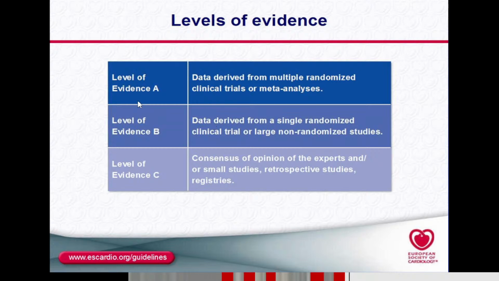And levels of evidence. Level of evidence A, when the obtained data derived from multiple randomized clinical trials or meta-analysis. Level of evidence B means the data derived from a single randomized clinical trial or large non-randomized studies. And the level of evidence C means the presence of consensus of opinion of the experts and or small studies, retrospective studies or registers.